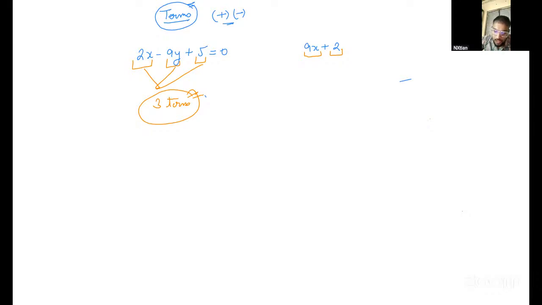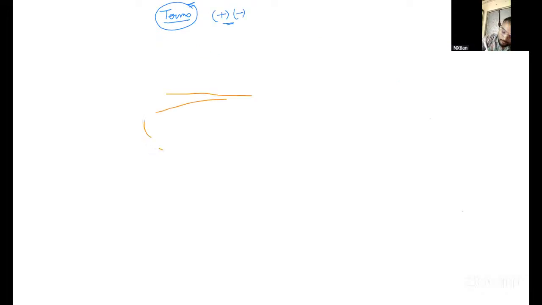Now, on the basis of terms, there are three types of terms. First is monomial. Second is binomial. Third is trinomial.